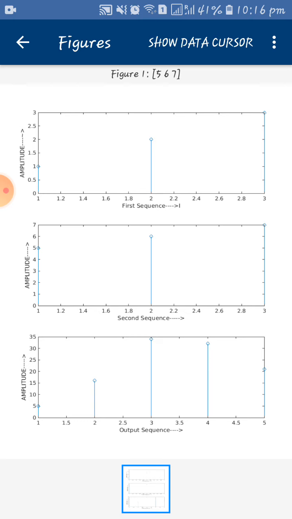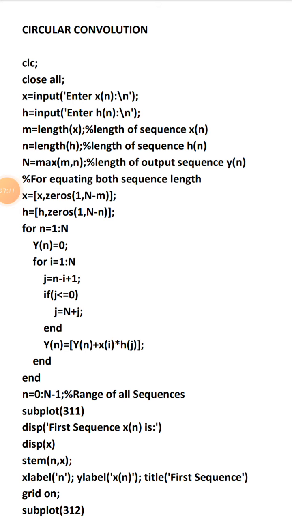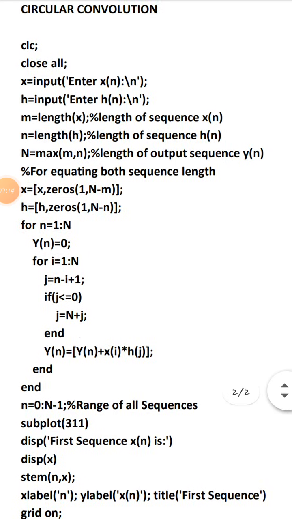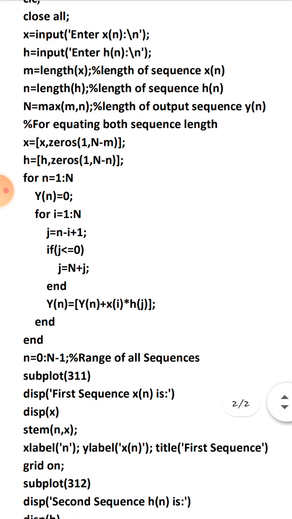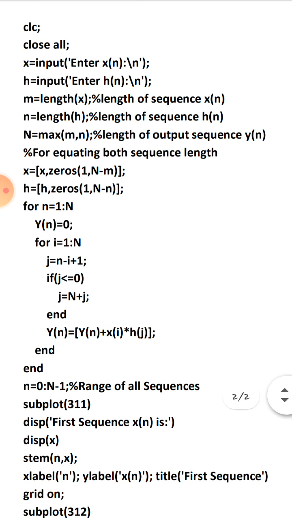Next we'll see how to do circular convolution. The code for circular convolution. Here again your default commands CLC, close all, clear all also you can add. Now you are getting again two inputs, x equal to input of 'enter x of n value' and h equal to input of 'enter h of n value'. The backslash n stands for next line. When you give backslash n inside single quotes, it means you are going to get the input in the next line. Backslash n is like the beginning of a next sentence.